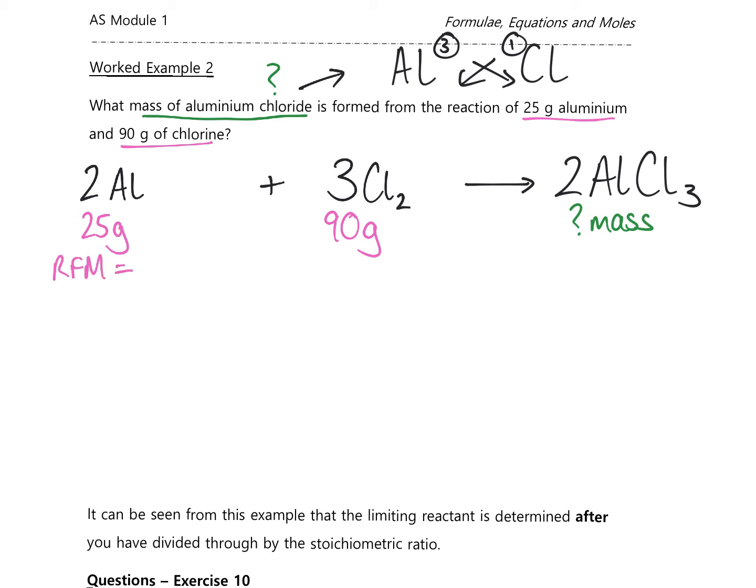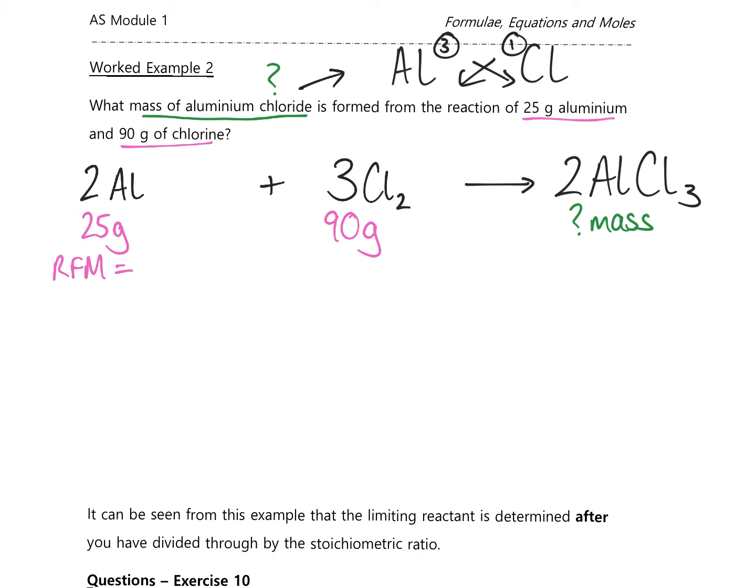Just a reminder from Monday, you do not include the balancing number when you're working out the RFM. The RFM is literally the mass of one formula of that substance. The balancing number ratio is only for this particular equation, that these reactants react together in the ratio 2 to 3. So we don't take the balancing number into account with our RFM, otherwise you end up doing that step twice. We'll take that into account with the ratio.